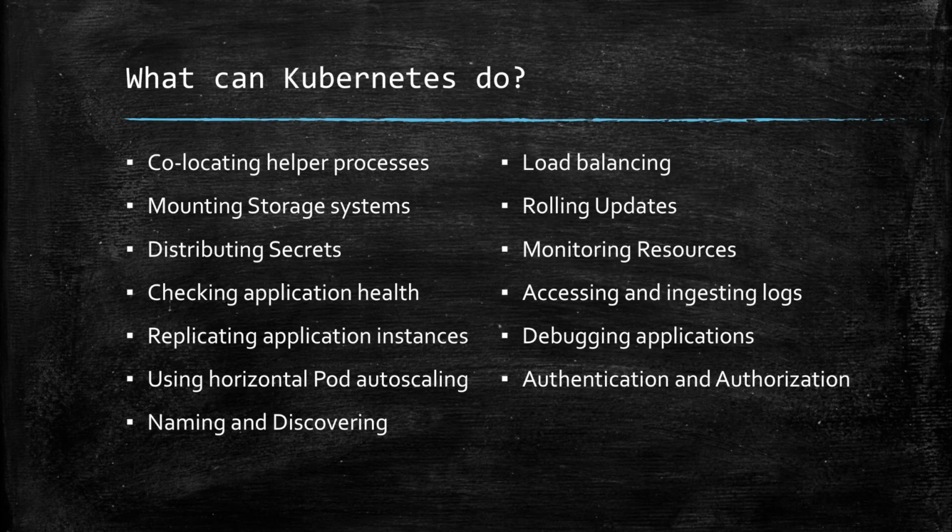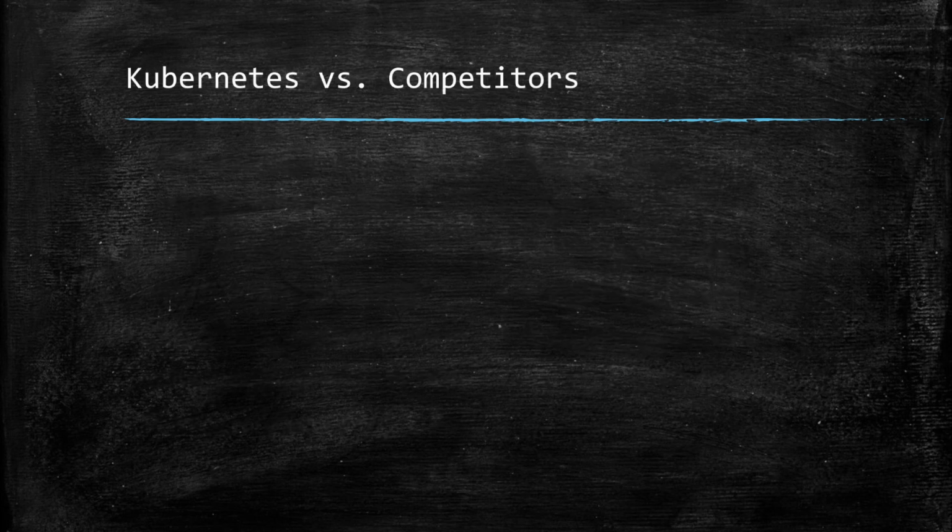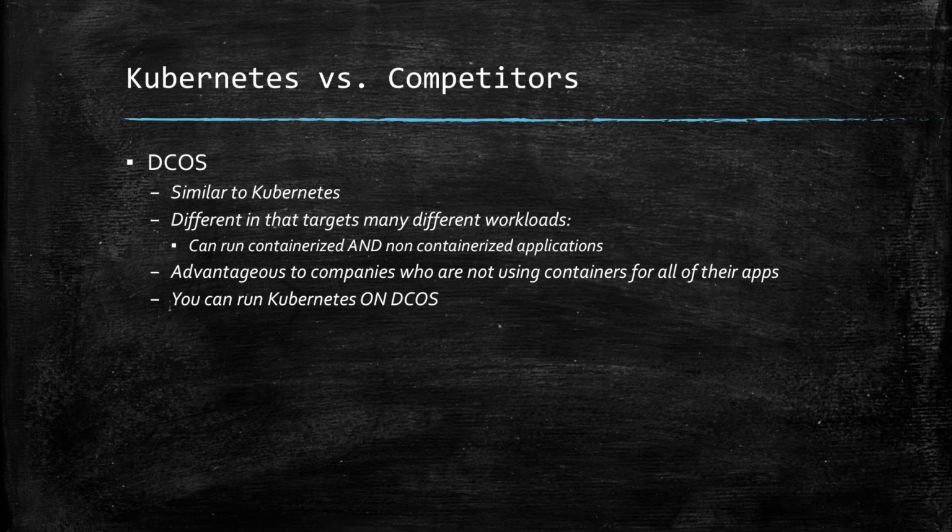So how does Kubernetes compare to its competitors? The first competitor, or not really a competitor, but something similar, is DCOS, or the Data Center Operating System. It is similar to Kubernetes, but it's different in that it targets many different workloads. For instance, it can run both containerized and non-containerized applications. This is advantageous to companies who are not using containers for all of their apps. You can even run Kubernetes on top of the DCOS.